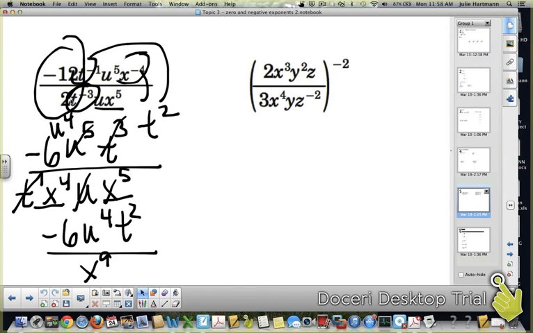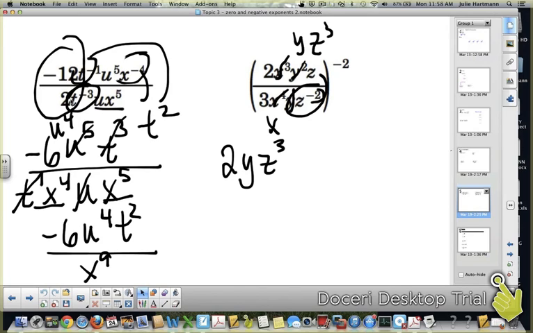Alright, next problem. I'm going to simplify what is on the inside first. So x to the third and x to the fourth becomes 1x on the bottom. Y squared and y, 2 minus 1 becomes 1y on the top. And then z to the negative 2 moves to the top. Z times z squared is z to the third. So I have 2yz cubed all over 3x.